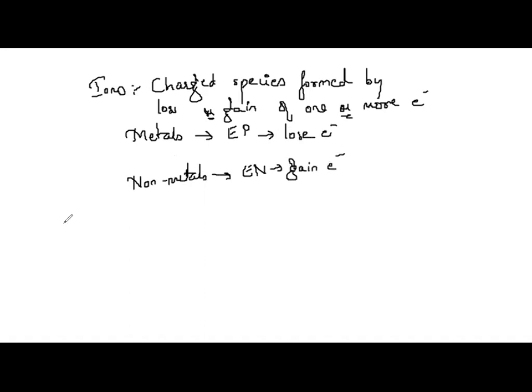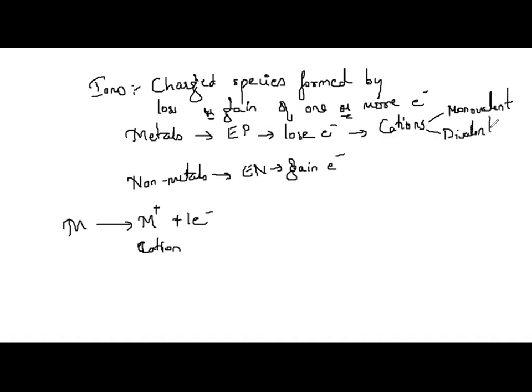When I consider an example, suppose I have a metal. If it loses one electron, it will have a positive charge and the ion formed is called a cation. So metals tend to lose electrons to form cations. Depending upon how many electrons are lost, there are types: monovalent cation, loss of one electron; divalent cation, loss of two electrons; trivalent cation, loss of three electrons; and so on. Polyvalent cation, loss of four or more electrons.